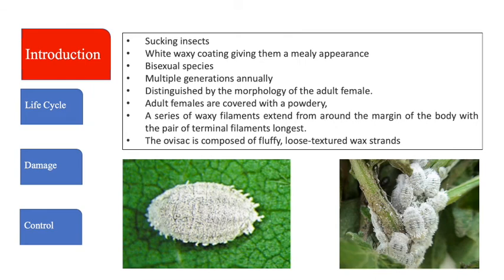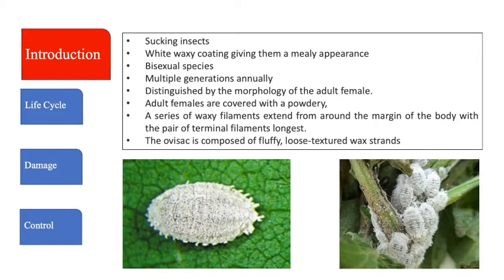Mealybugs are small, sucking insects related to aphids. Female adults are around 3 mm long, oval shaped, and covered by a white waxy coating, giving them a mealy appearance. Nymphs are smaller but similar in appearance. Males are small aphid like winged insects. Mealybug is bisexual species with multiple generations annually.